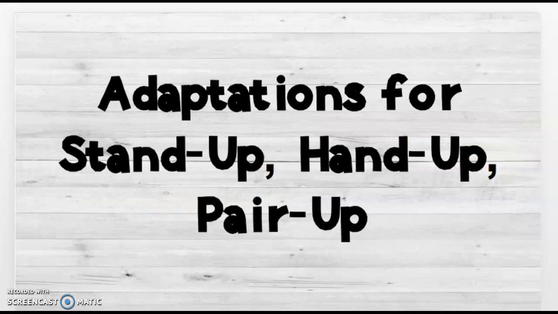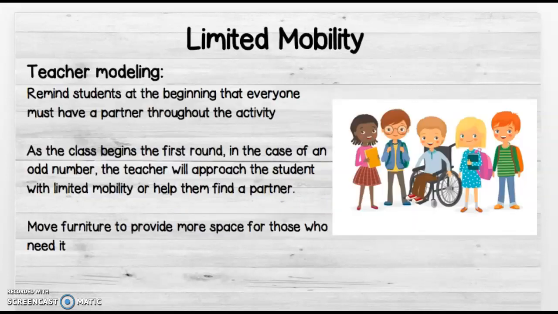So now let's look at adaptations for stand-up, hand-up, pair-up. So first let's look at children with limited mobility. So this may include children who are in wheelchairs, children who maybe have muscular dystrophy or cerebral palsy who need walkers or wheelchairs. So standing up and mixing around the classroom may not be possible or very difficult to do. So how would we adapt the activity to meet their needs?